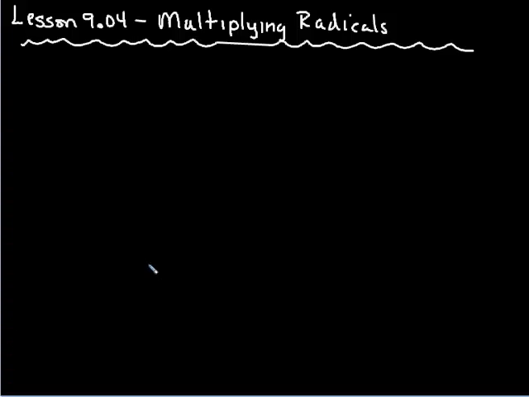Last lesson we added and subtracted radical expressions, or radicals, and in this lesson we're going to multiply radicals. This is lesson 9.4, and multiplying radicals involves the use of a property. It's the product property of square roots.